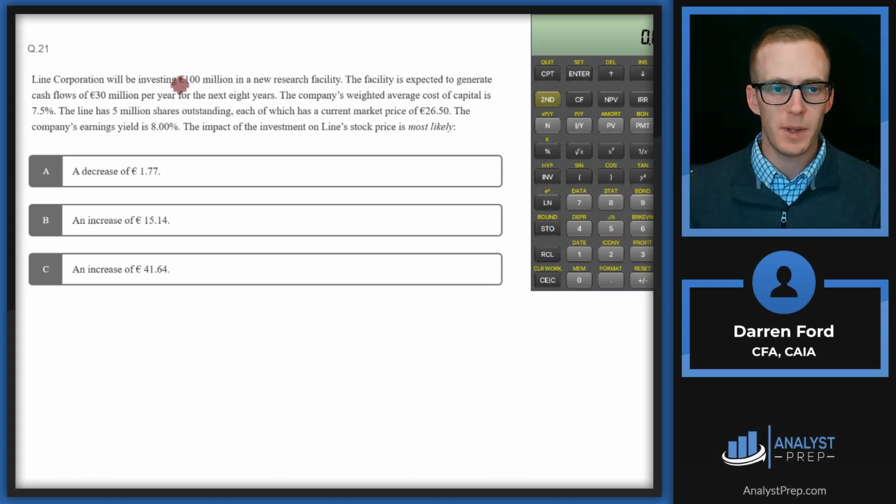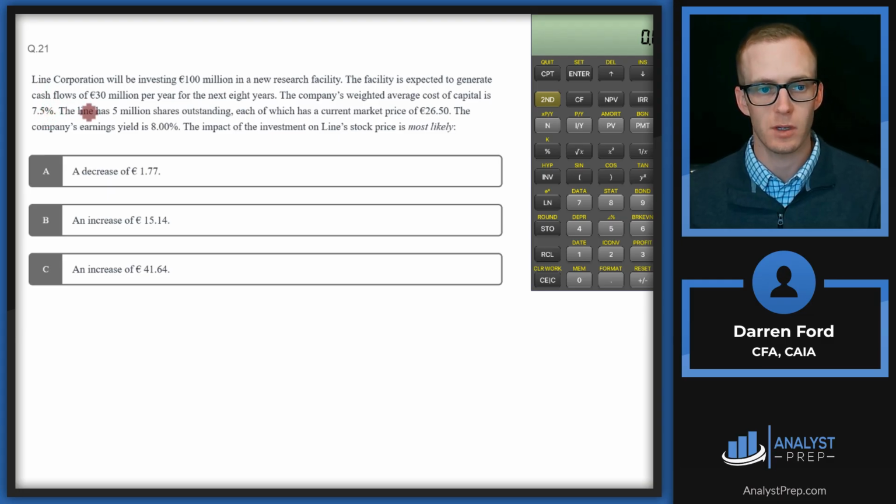Lion Corporation will be investing $100 million in a new research facility. The facility is expected to generate cash flows of $30 million per year for the next 8 years. The company's weighted average cost of capital is 7.5%. So that would be our discount rate for any net present value calculation.